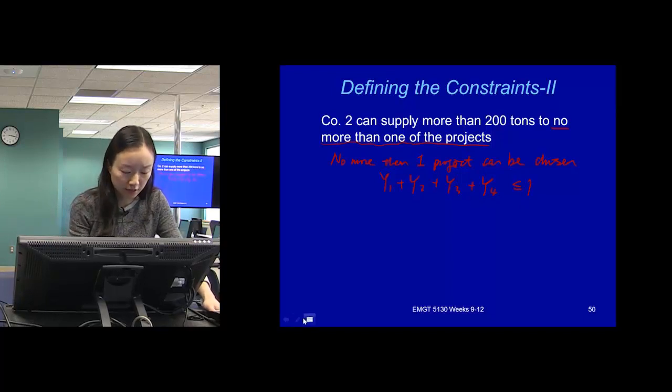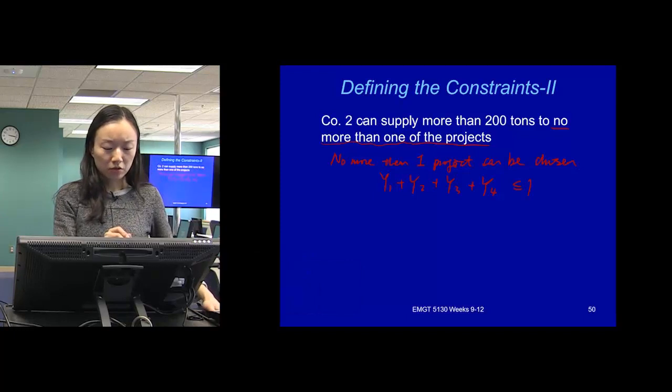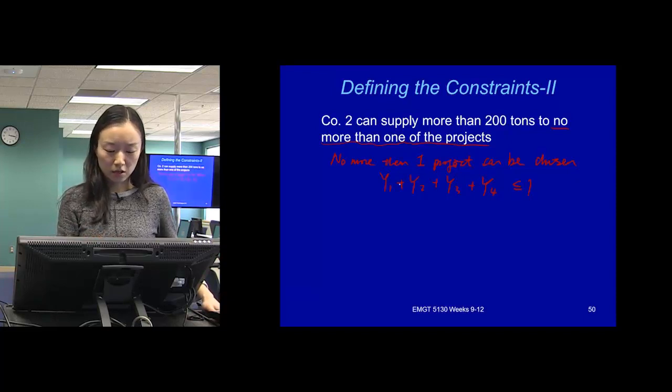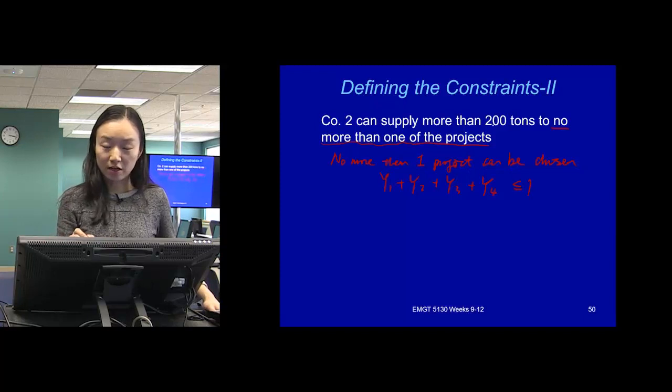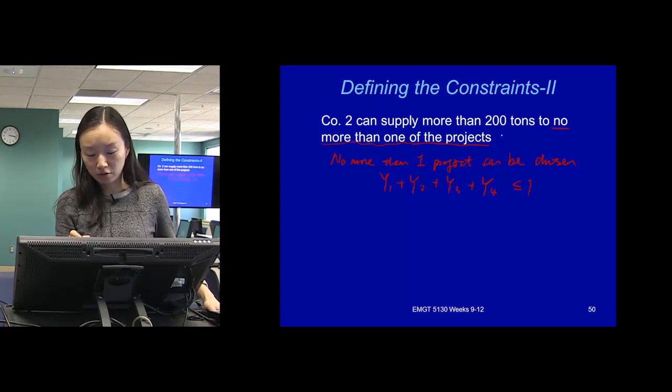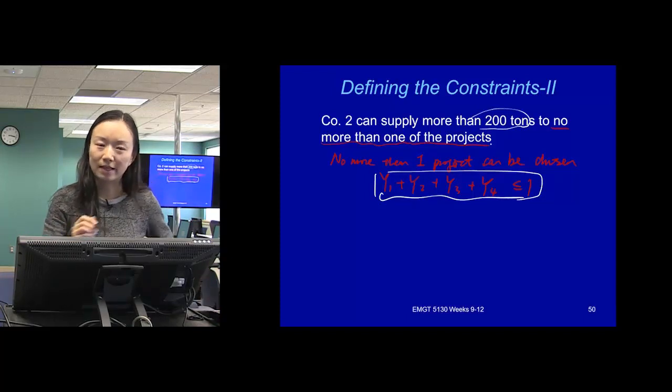So we'll just leave this here and see. What we're saying is company 2 can supply more than 200 tons to no more than one project, which means no more than one project can be chosen to receive more than 200 tons. So this is helpful. But how do we link to here? No more than one project receives more than 200 tons.